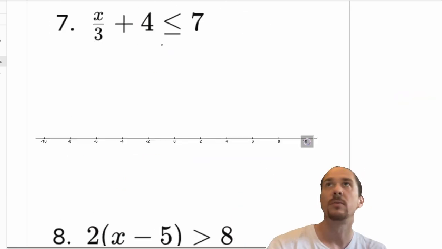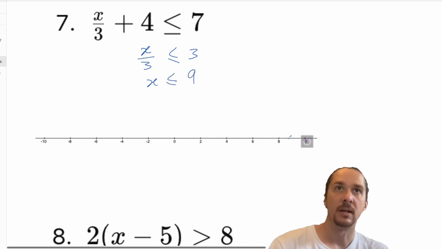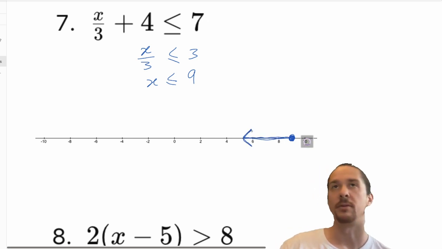We subtract 4 from both sides, so we have x over 3 is less than or equal to 3, and then I'm going to multiply both sides by 3, which means that x is less than or equal to 9. So less than or equal to means I fill in the circle here, and I put a line with an arrow showing that our solutions are in that direction.